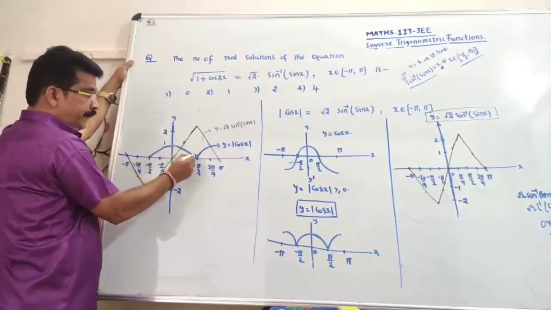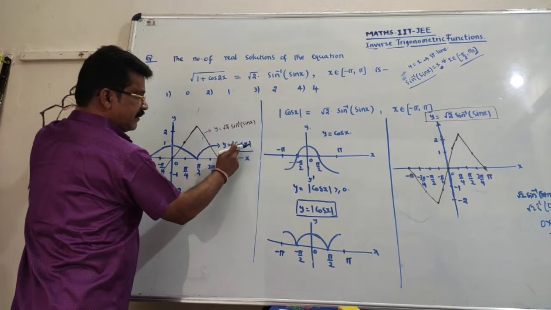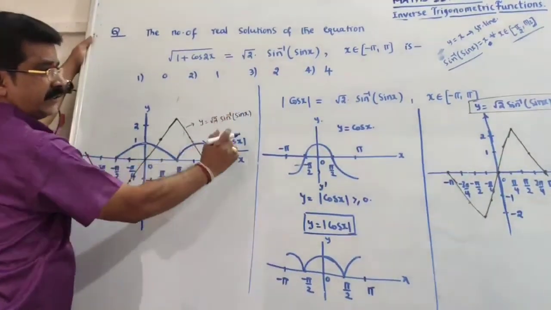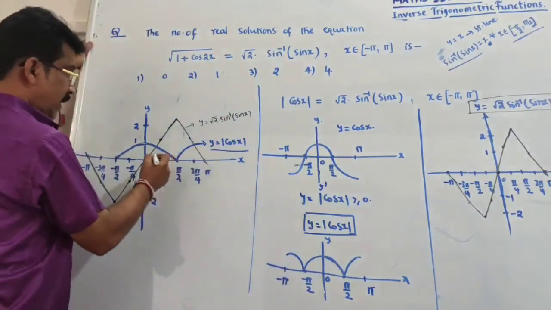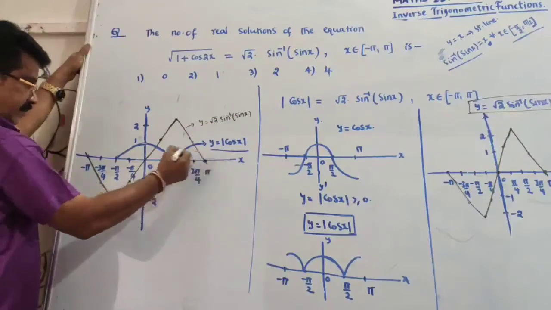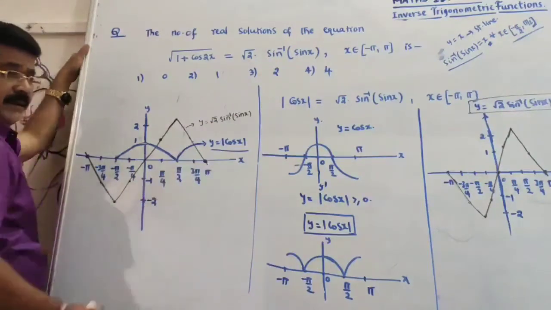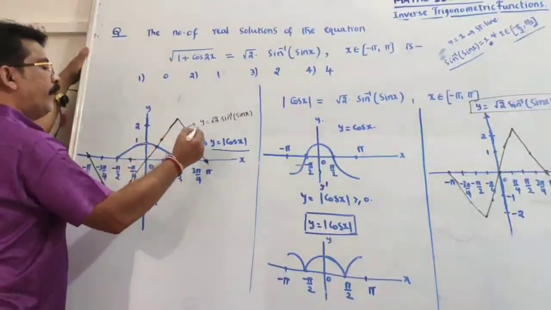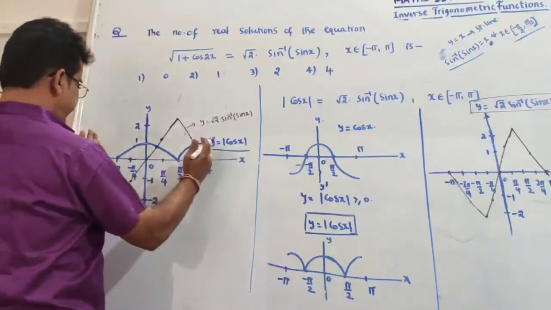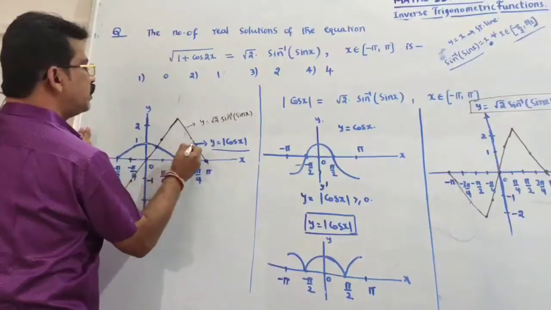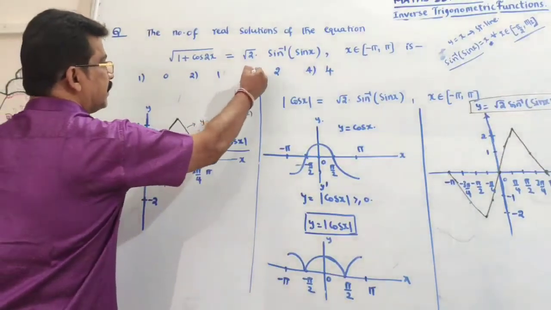In blue ink, it is y equal to modulus of cos x. Next, in black ink, y equal to root 2 into sine inverse of sine x, which is the separate graph. Within the limits minus pi to plus pi, how many common points are there? 1, 2. In this area from minus pi to plus pi, only 2 common points are there. Therefore, the third option is right.